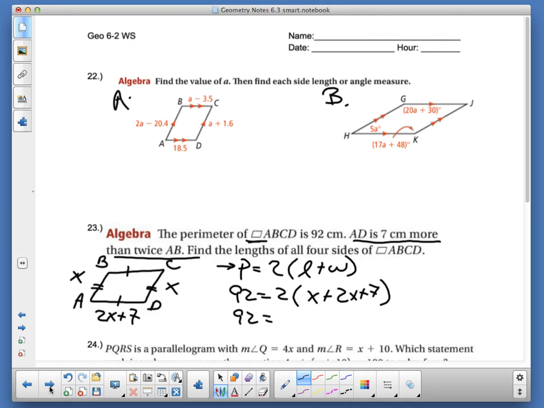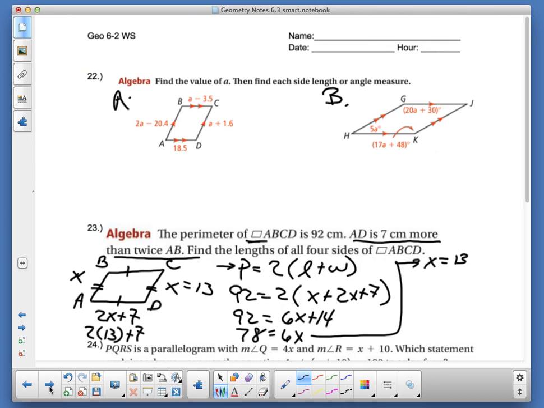Now I just solve. I find out that 92 is equal to 2, 4, 6X plus 14. Subtract 14, I get 78. And X equals 13. Well, if X is 13, that's centimeters. Then down here, 2 times 13 plus 7 is equal to 33. And that's centimeters. So that's all I'm doing. But when you read this question, when you read stuff like that, you've got to make sure you read it a couple times. Become a little bit more comfortable with it.